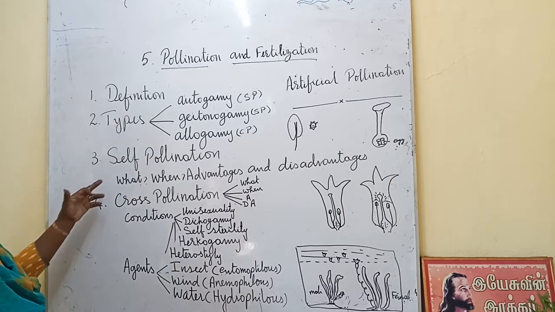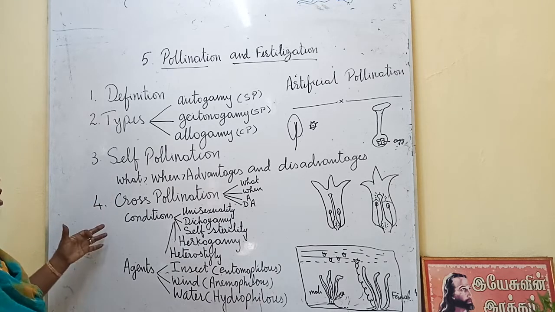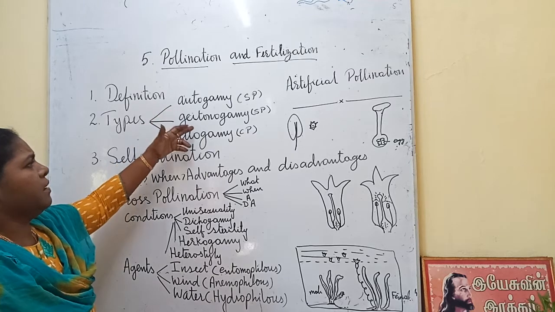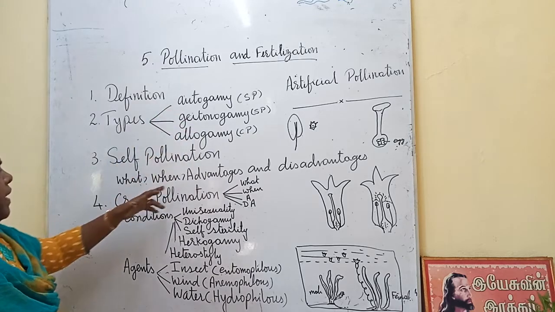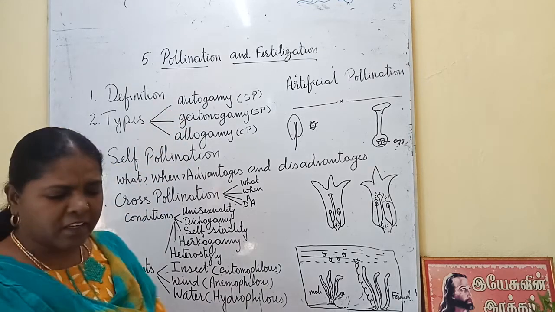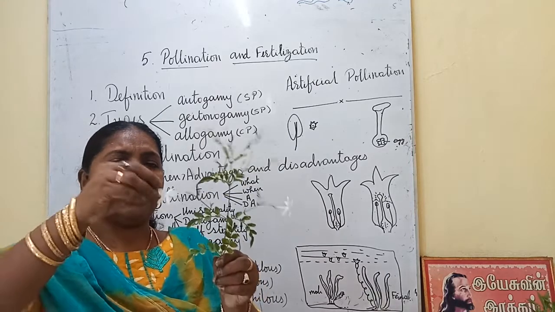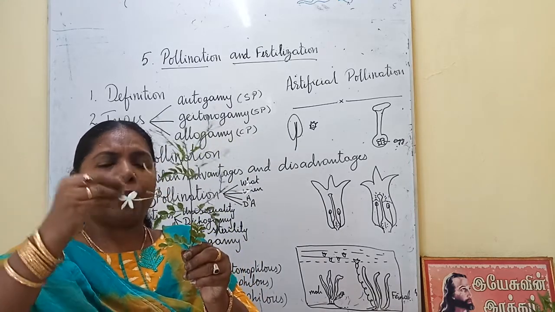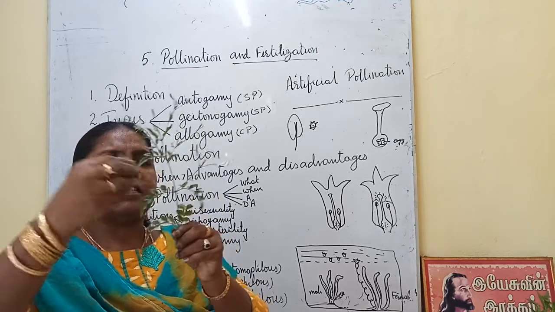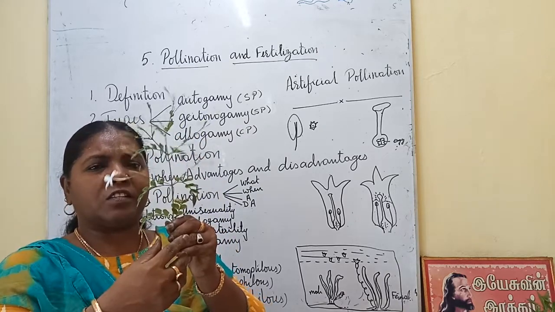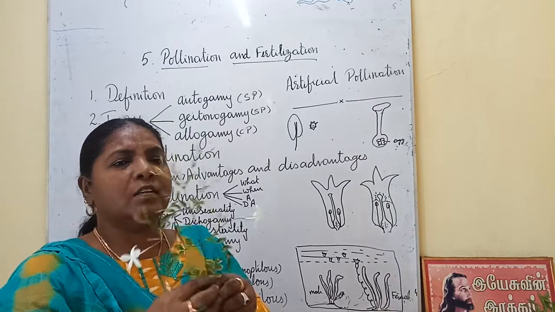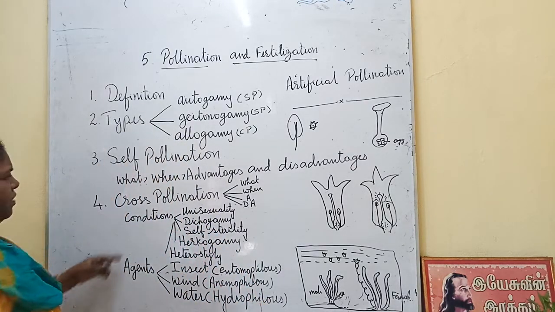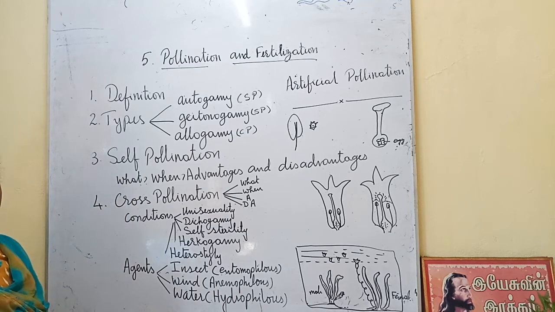Now we are going to see self-pollination and cross-pollination. Autogamy and geitonogamy come under self-pollination. That is, the pollen grain from this flower reaches the stigma of the same flower, or the stigma of another flower of the same plant. So this is called self-pollination. When will self-pollination take place?